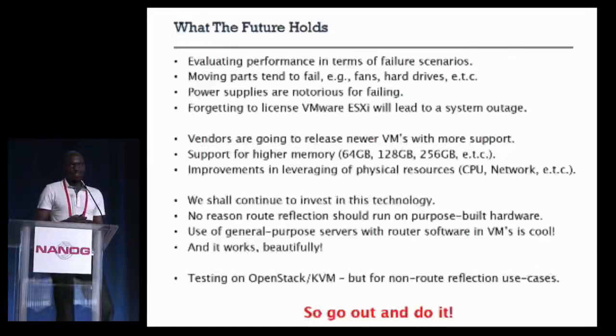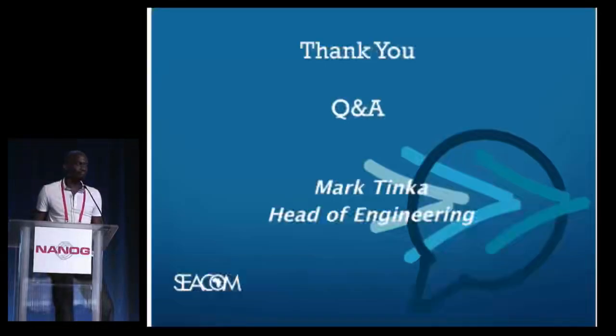The main thing to be concerned about is failure scenarios, moving past on servers, and so forth. But the only thing we've seen fail is temperature-related outages. Beyond that, hard drives have been okay. Fans, CPU, power supplies, and so forth. But, as you know, you hold your fingers. For us, it's a proven technology. We'll continue to invest in it. Not going to be spending any money on dedicated routers for route reflectors. And what we're now focusing on is testing this kind of thing in OpenStack, but obviously for non-routing scenarios. That's it.